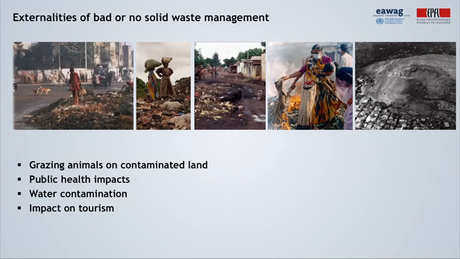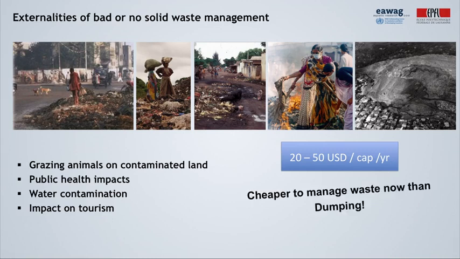According to the recently published Global Waste Management Outlook report, the cost of these externalities can represent $20 to $50 per capita per year, or even more. Expanding waste collection coverage or upgrading disposal facilities costs a fraction of that. It is cheaper for society as a whole to manage its waste now in an environmentally sound manner than to carry on polluting the environment and then trying to clean it up later, if that is even possible.